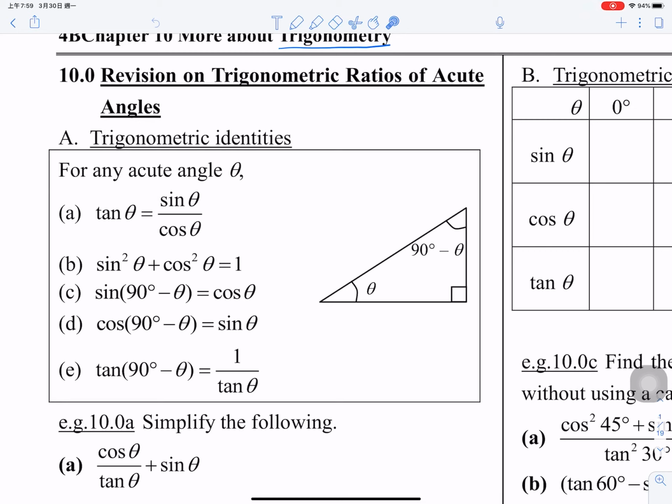And the other three are related to sine, cosine, and tangent with 90 degrees minus theta. Okay? So sine 90 degrees minus theta is cosine theta. Cosine 90 degrees minus theta equals sine theta. And tangent 90 degrees minus theta equals 1 over tangent theta. Okay, let's see.